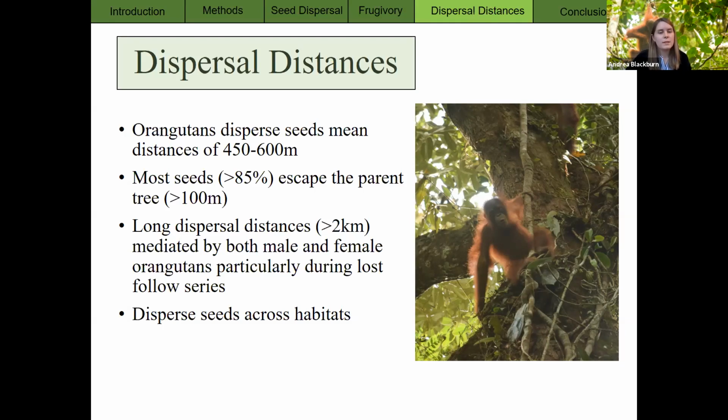Seeds dispersed across habitat types could expand plant population ranges, colonize new sites, and maintain gene flow. On the other hand, there might not be suitable sites for seed recruitment due to habitat differences. Some previous research has shown that habitat type can constrain plant recruitment, and many tropical plants grow only in particular habitats. So dispersal across habitat types could be positive or negative for seed dispersal.